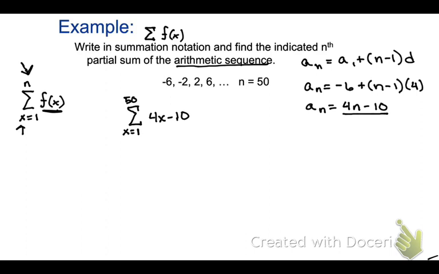So it says write in summation notation and find the nth partial sum. Okay, so we wrote it in summation notation. Now we need to use our formula. So, how many things am I adding from 1 to 50? This formula is n over 2, right? A sub 1 plus a sub n. Okay. A sub 1. So how many things? 1 to 50. How many things am I adding? 50.